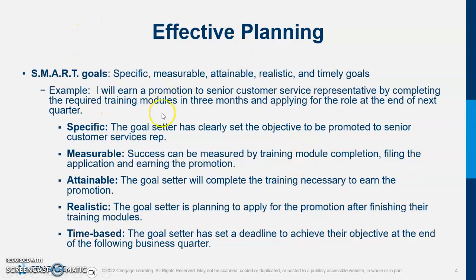It's specific in that the objective is to be promoted to Senior Customer Service Rep. It's measurable in many ways. We can measure whether we completed the training modules, filled out the application, and whether or not the promotion was earned. It's attainable because the person in this example is willing to complete the trainings necessary to get that promotion. It's realistic because they're applying for a promotion after they finish their training modules, and it's timely in that the goal is to achieve it by the end of the next quarter.